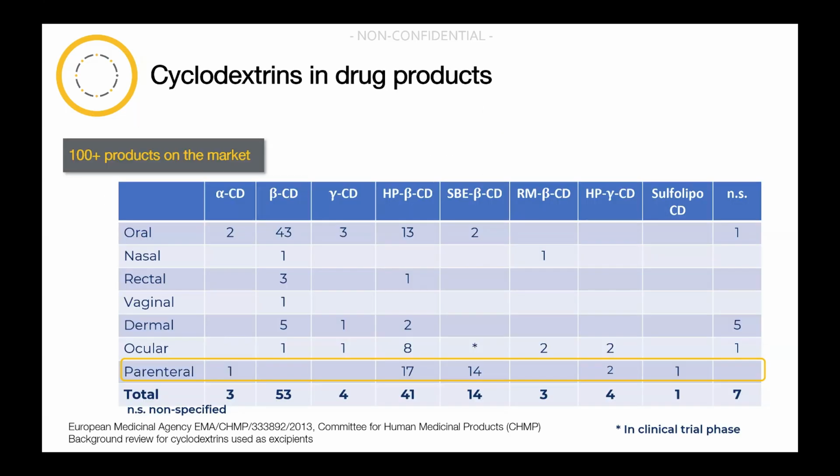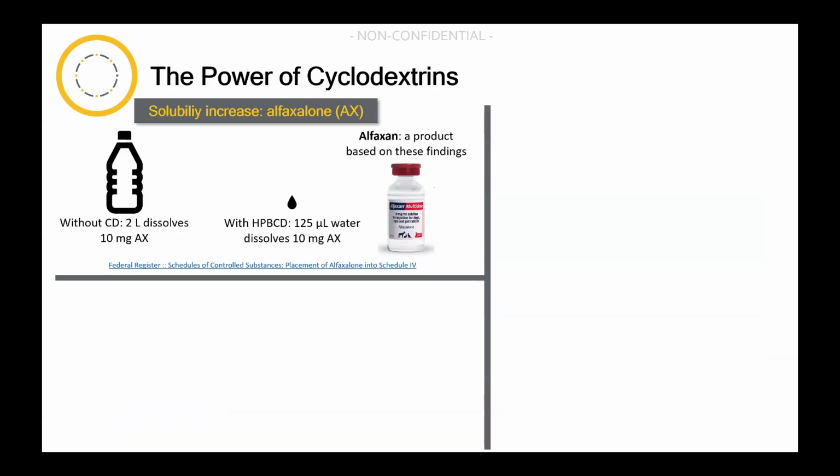So the numbers may not be correct, not up to date, but the focus and the trends are still the same. HP beta and sulfobutyl, they are dominating this market. So let's see the power of the cyclodextrins. In this first example, we will see how powerful a solubility increasing effect it has.